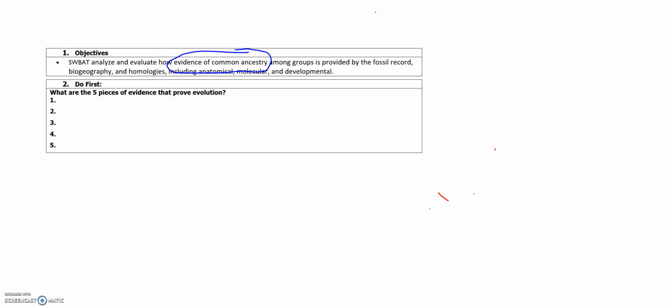Okay, so at this point, you should have already done your do first, so let's go over it and make sure you know them. The first piece of evidence, or one of the pieces of evidence, is DNA. My pen is going to take up more space, so make sure yours only takes up a little bit of space. Now remember, DNA, the more DNA you have in common, the closer you're related. So closer equals more DNA. Again, more DNA.